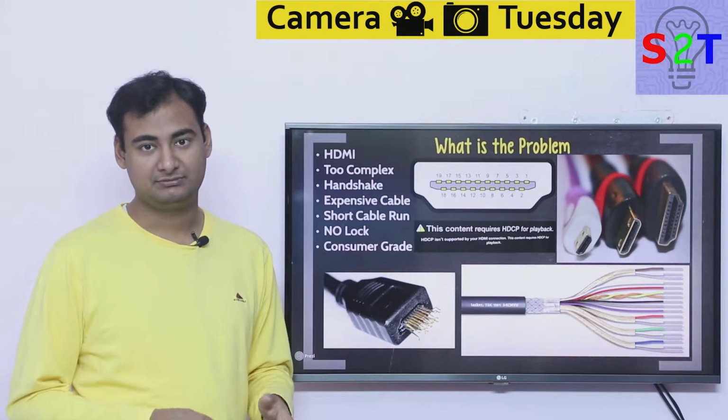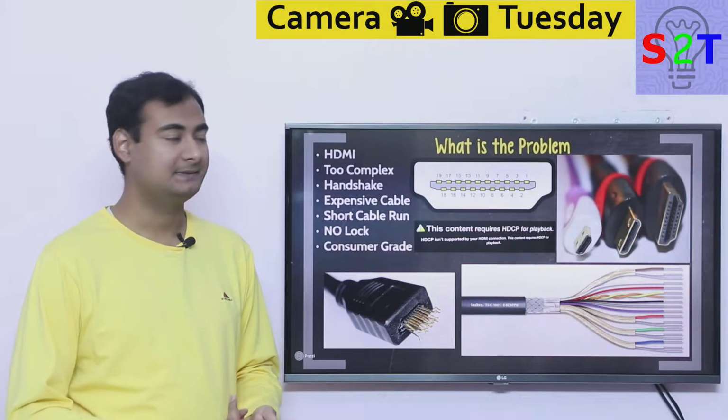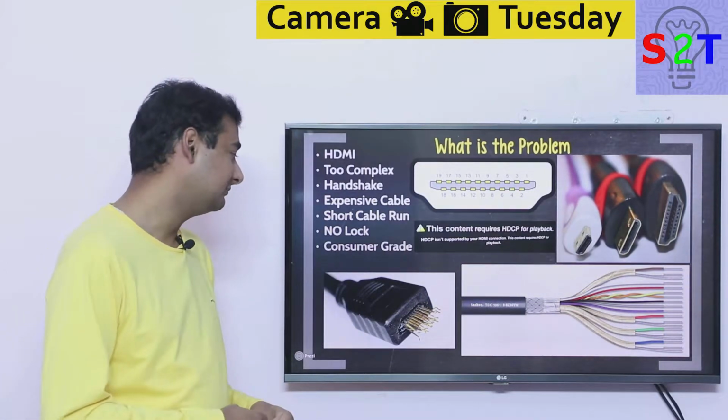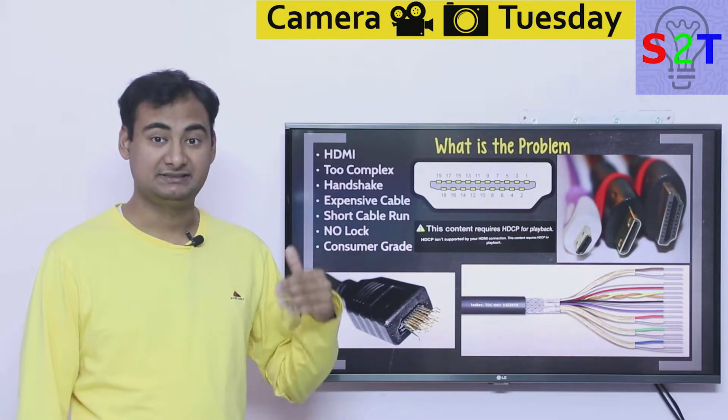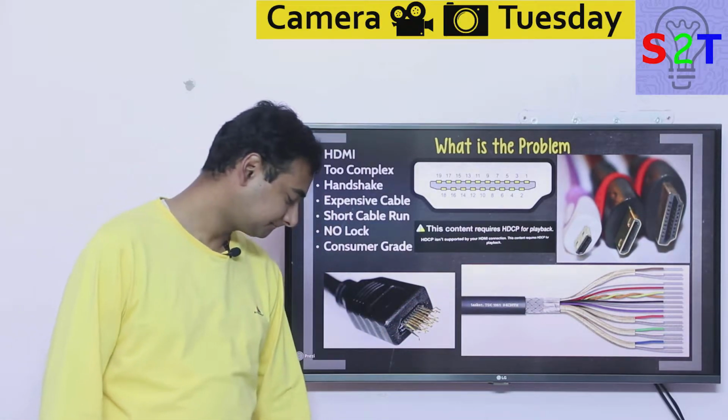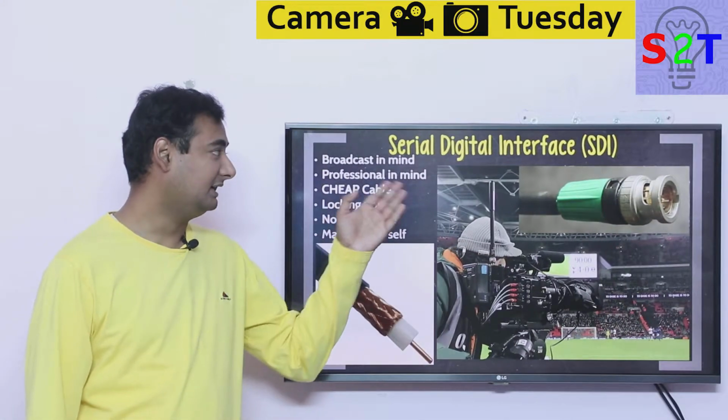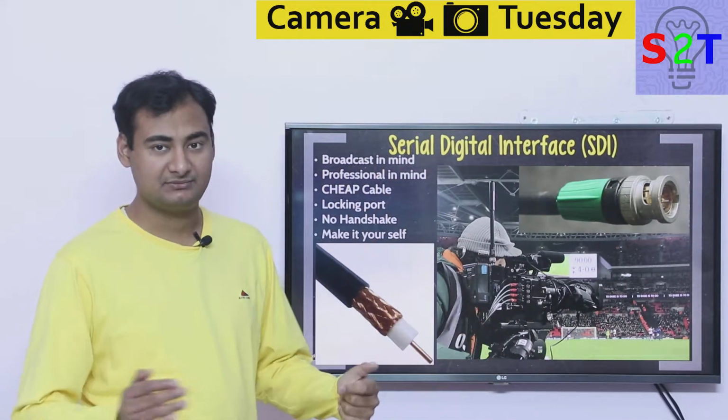So this is the problem. It does not run for very long, it's very expensive, it does not have a locking mechanism, and it's consumer grade, it breaks way too easily. So these are the problems with HDMI. That's why we needed something better. Now SDI, basically serial digital interface, comes to our rescue.